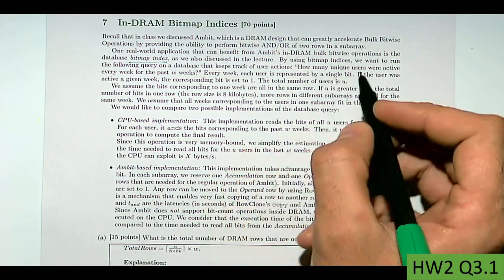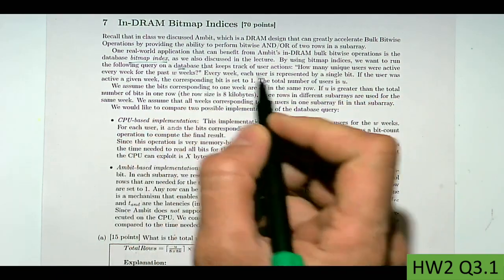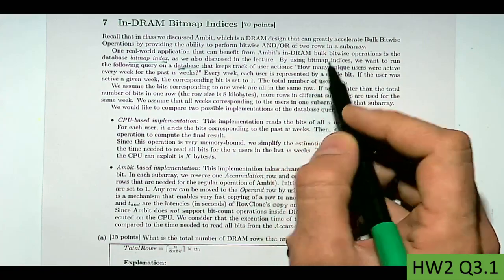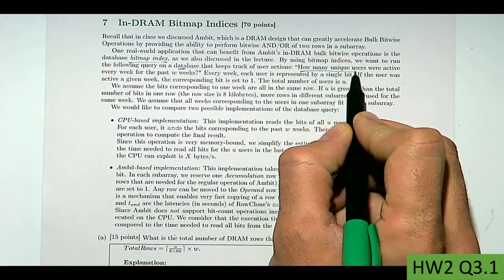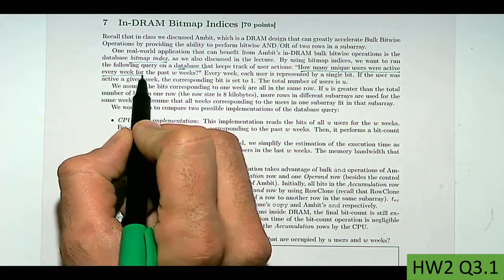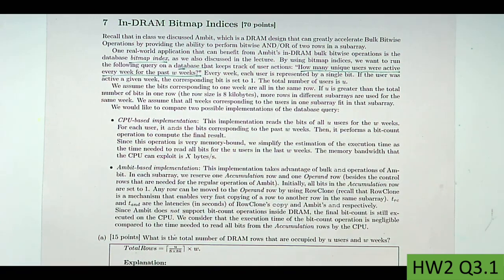You might remember it. Essentially, here we have a database, and we want to query this database to find an answer to the question: how many unique users were active every week for the past W weeks? The way this information is represented in the database is by using individual bits. Each individual bit in a row identifies one particular user, and we are going to have all the bits corresponding to different weeks in different rows. That's essentially what the question says.